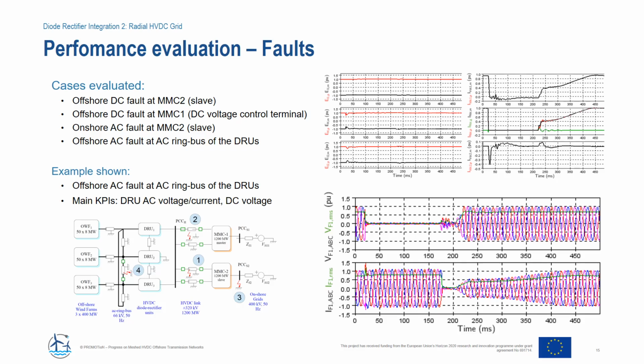The example shown in the slide corresponds to a DRU AC ring bus. The fault location is number 4 in the picture. Before the fault, the wind power plant is sending 1 PU active power to the system and the DC voltage is at its rated value. Once the fault is cleared, the wind power plant recovers full production in less than half a second.